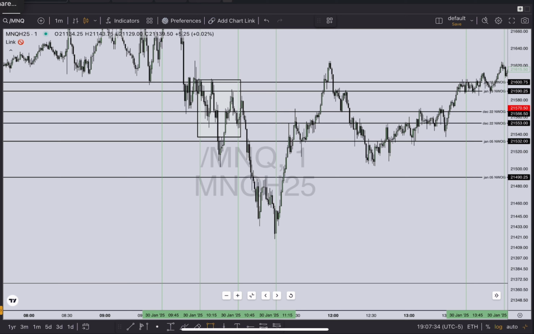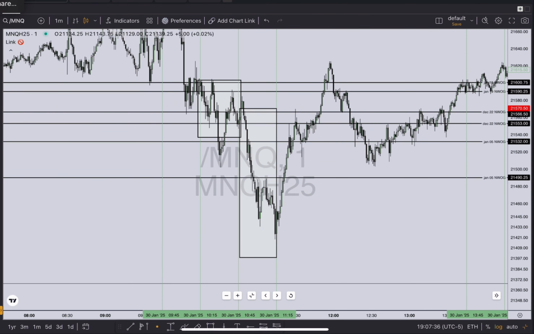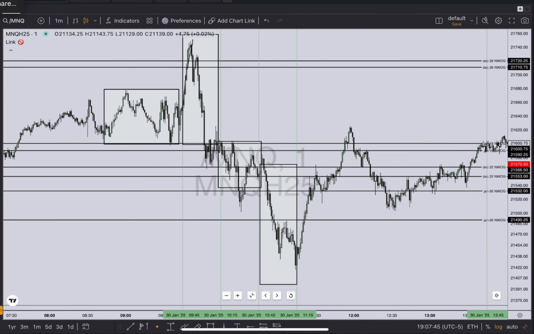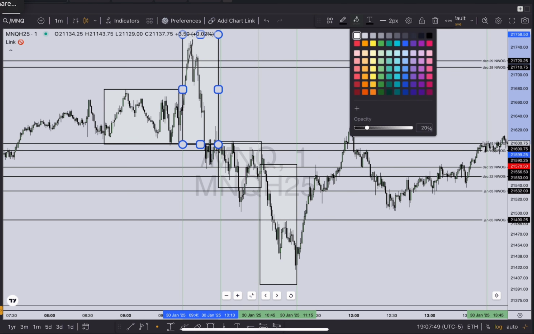And then we can clearly see the difference in how price moved between, look at this. This is the macro, before the macro. I'm going to color before the macro in, well, let's color this in red.